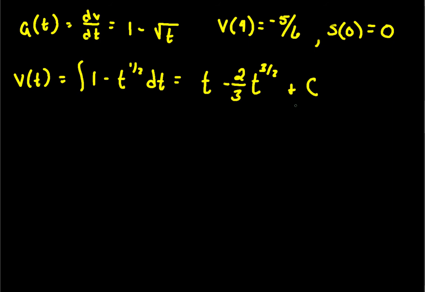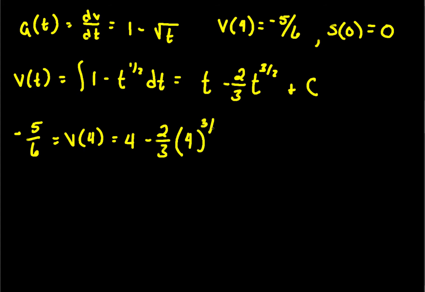And we're told that negative 5/6 is equal to velocity evaluated when time is 4, which is equal to 4 minus 2/3 times 4 to the 3/2 plus a constant, right? Which is 4. So if I take the square root of 4, that's 2, but then I cube it, that's 8 times 2 is 16. And then I subtract that from 4.